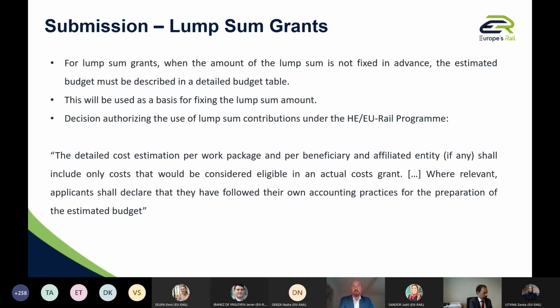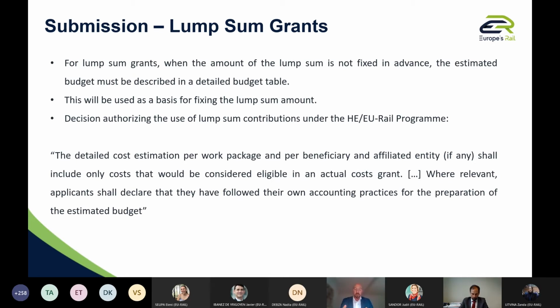So you will need to provide some elements on how you have calculated the lump sum share for each work package. This will be used as a basis for fixing the lump sum amount at grant agreement level. And the decision I was referring to before says that the detailed cost estimation per work package and per beneficiary and affiliated entities, if any, should include only costs that would be considered eligible in an actual cost grant. This is important now. Where relevant, applicants should declare that they have followed their own accounting practice for the preparation of the estimated budget. So what does it mean?